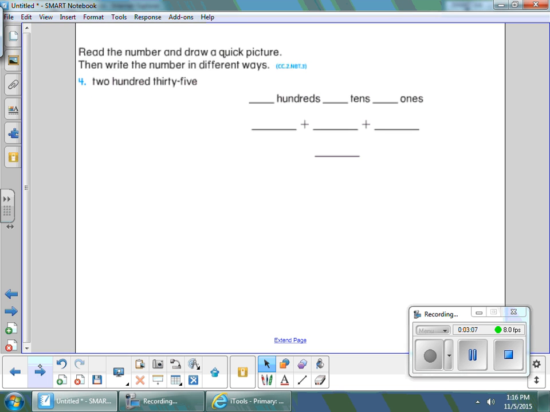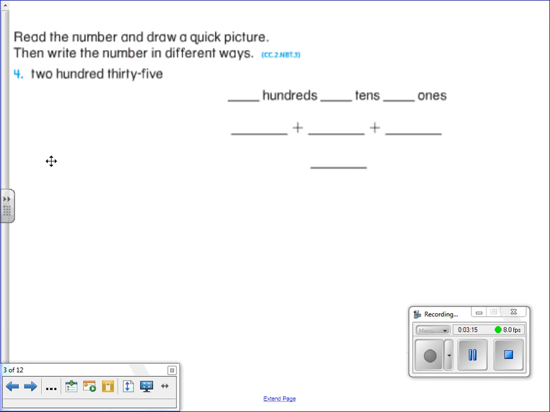Next. Read the number and draw a quick picture, then write the number in different ways. So boys and girls, if the directions tell you to draw a quick picture, you must draw a quick picture. So read the number and draw a quick picture. 235. So let's look at the hundreds first. How many hundreds should I draw, Vanessa? 2. Remember, hundreds are an open square when we're drawing a quick picture.